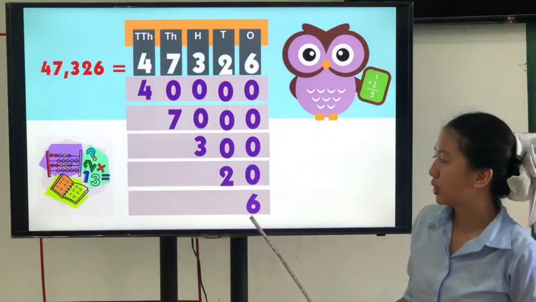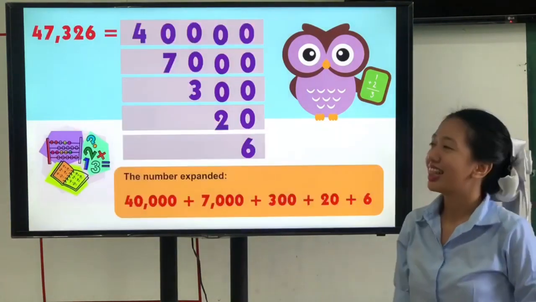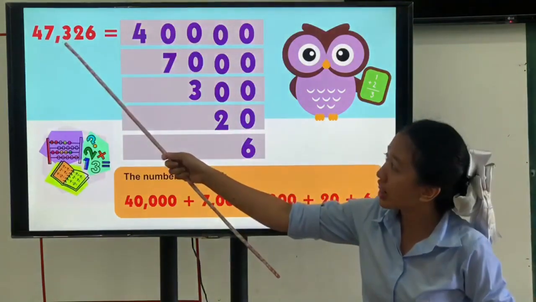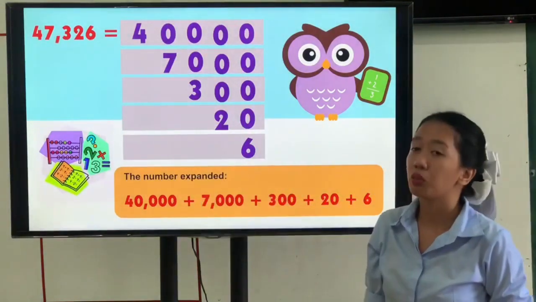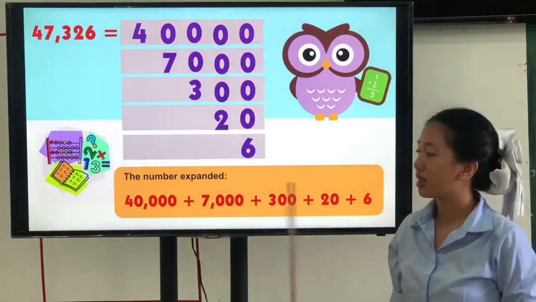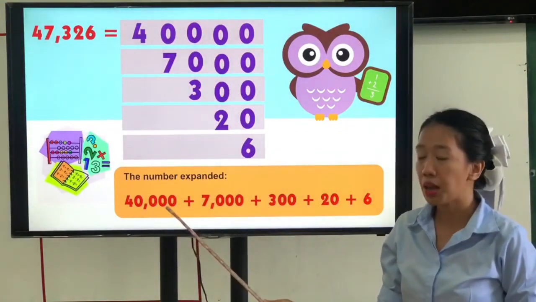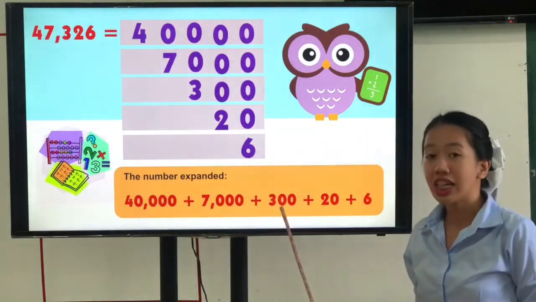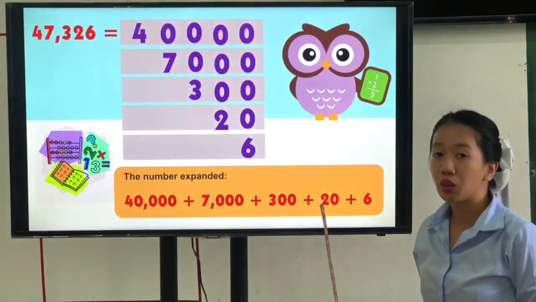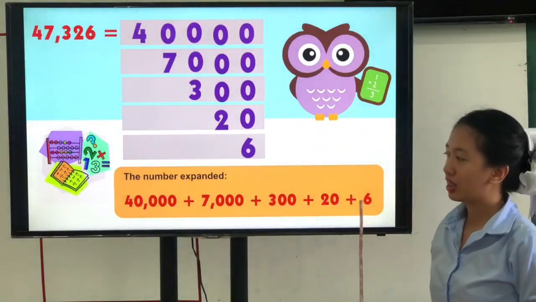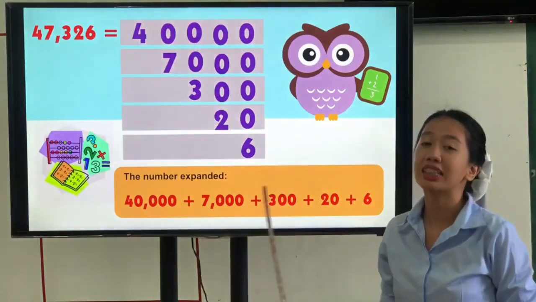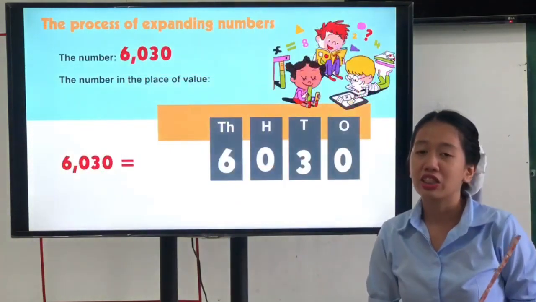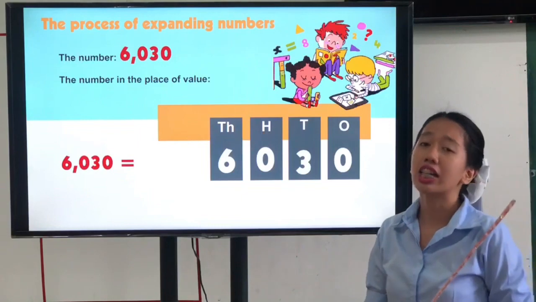Okay, let's put 6. Now, the value of 47,326 will be expanded like this: 40,000 plus 7,000 plus 300 plus 20 plus 6. So this will be the expanded number of this digit. Okay, so now let's have another example.